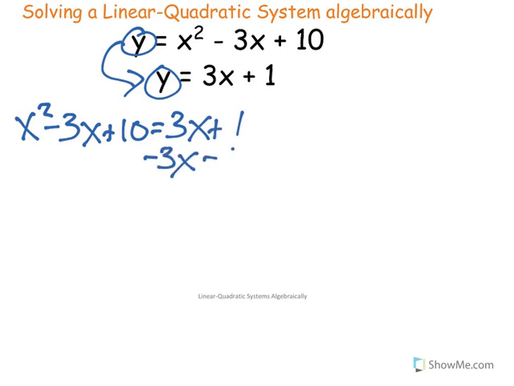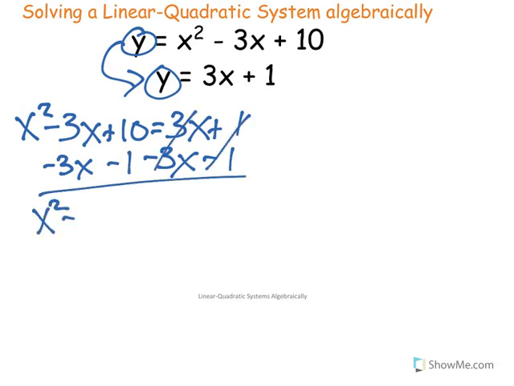And again, I can move these together, which is going to give me x squared minus 6x plus 9. All right, so now I have to factor it. So that's x minus 3 times x minus 3.